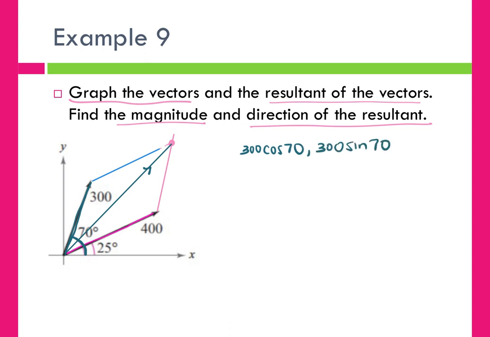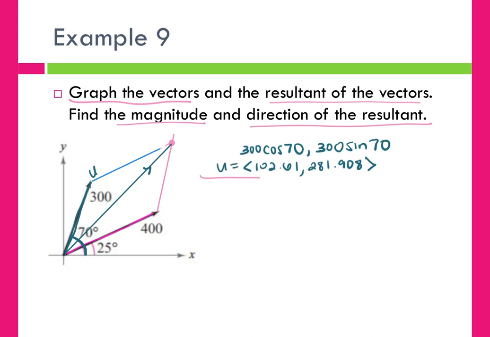That's not a unit circle angle, so I'm going to let the calculator do the work. 300 cosine 70 is 102.606, so 61. 300 times the sine of 70 is 281.9077, so we're going to say 908. That's the component form. If I gave this a name, this would be U.